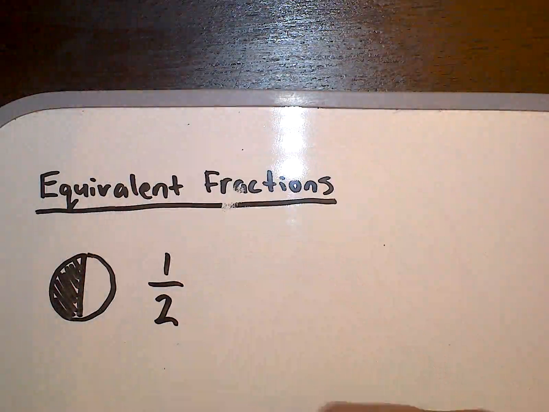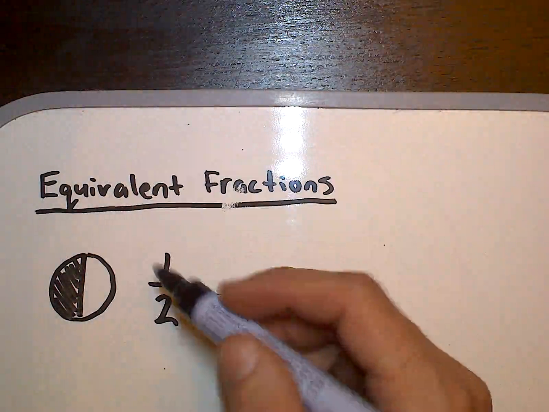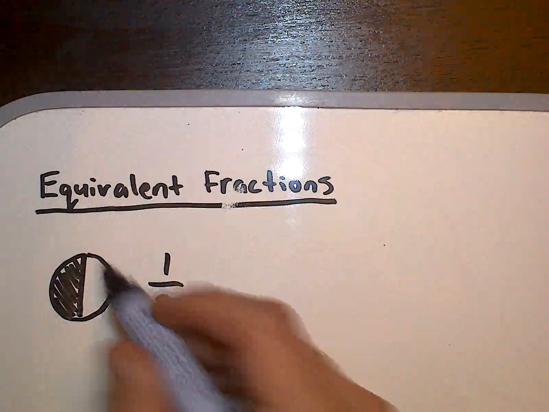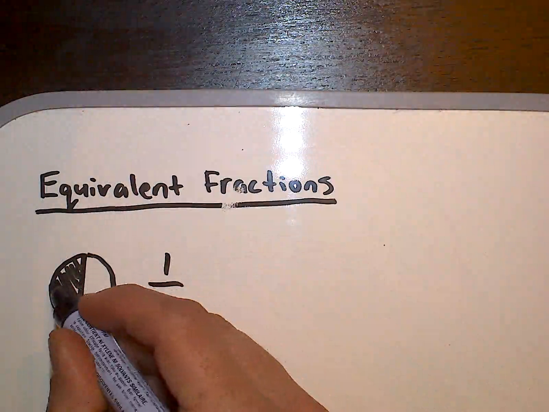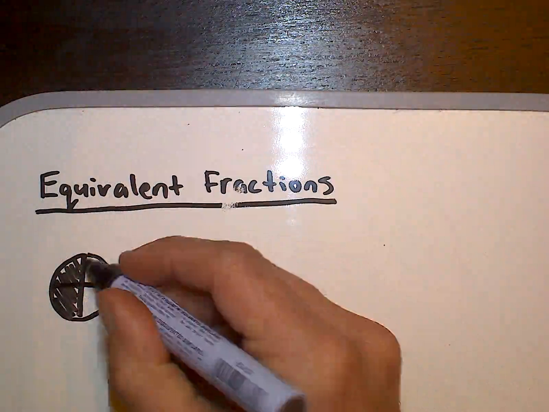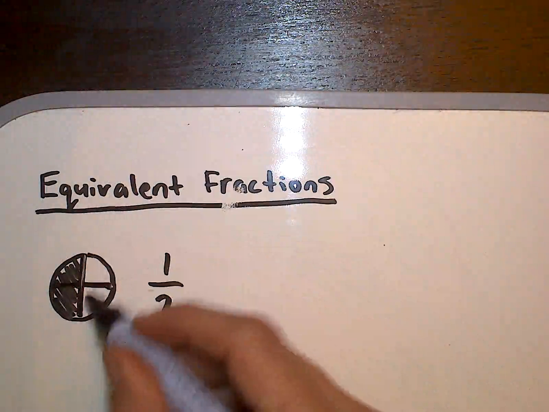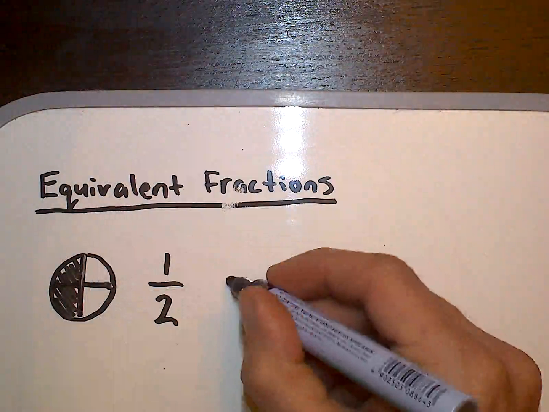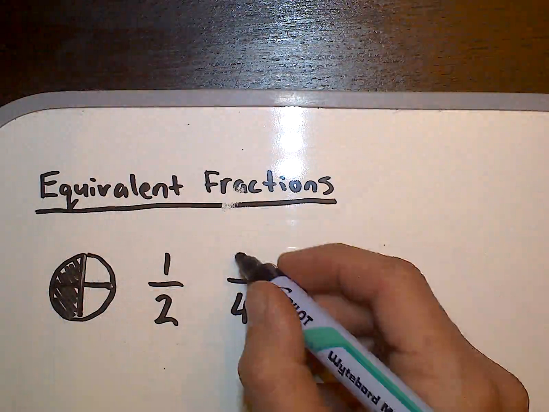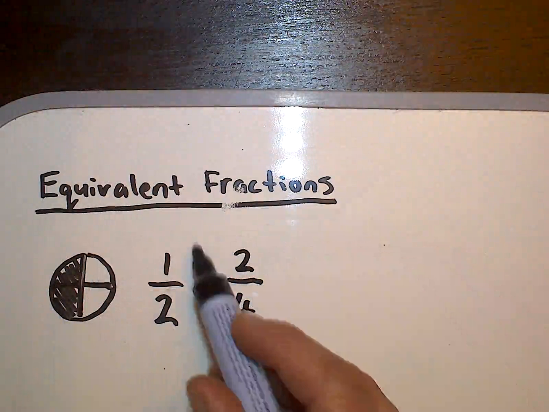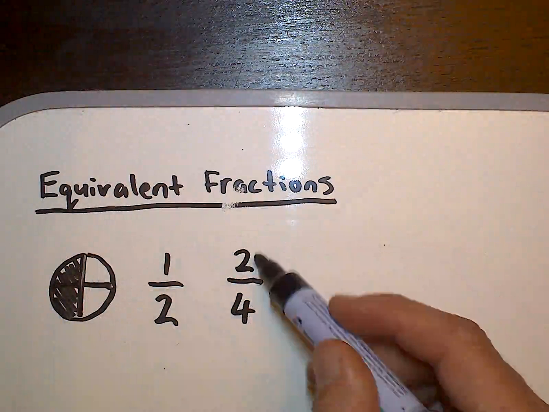Now, if we wanted to find an equivalent fraction of a half, let's use the same circle with the same half shaded, but let's change the number of parts it's split up into. So we now have 4 parts that it's split up into, so it's out of 4. So the denominator is 4. Our numerator, which is 2 parts shaded, becomes 2. So again, our equivalent fraction to a half becomes 2 over 4.